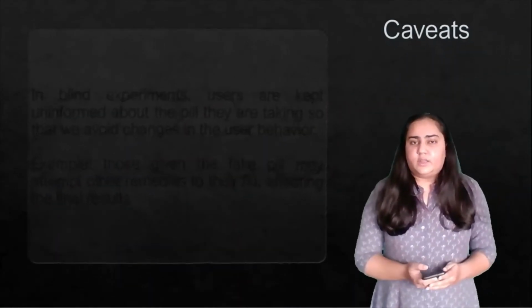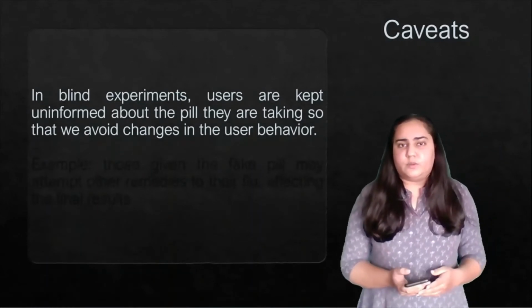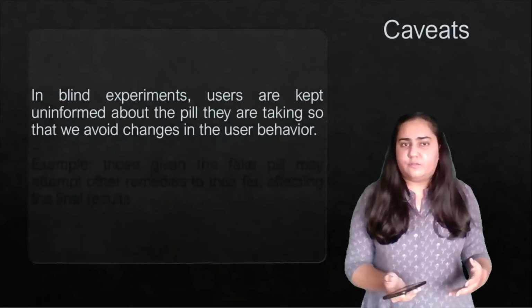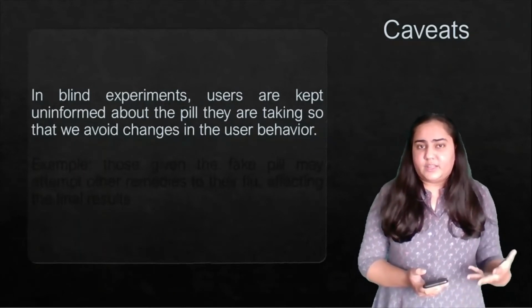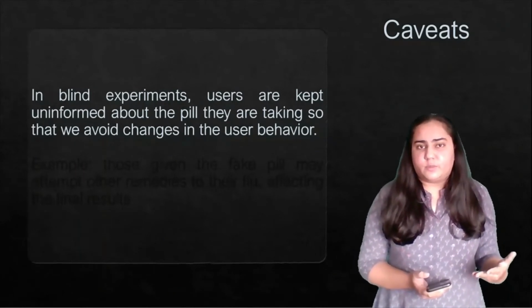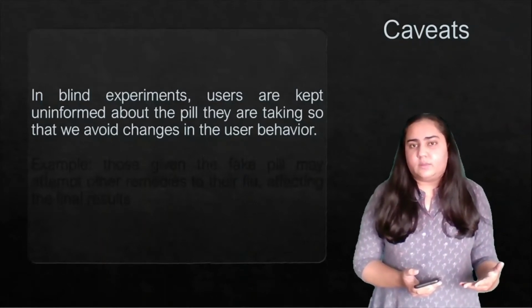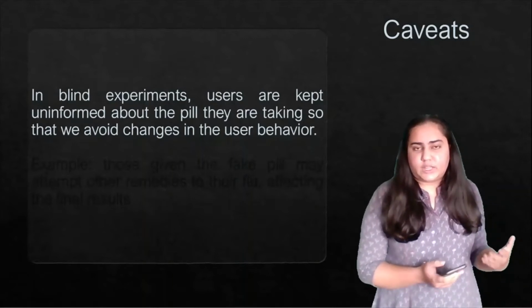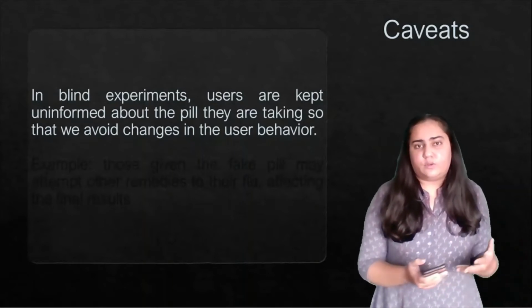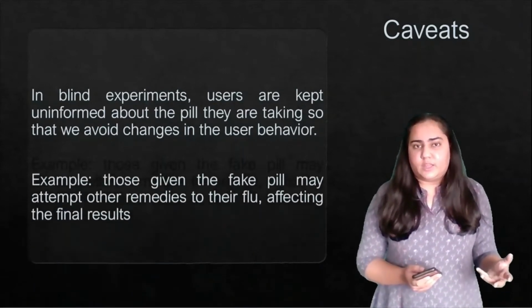Now, once again, there could be problems. Like we saw with the add to cart button, there could be problems if users are not kept uninformed about the pill. In blind experiments, users are kept uninformed about the pill they are taking so that we can avoid changes in the user behavior, right? So users are not told which type of pill they have, whether it's a fake one or the real one, so that you can avoid changes in the user's behavior.